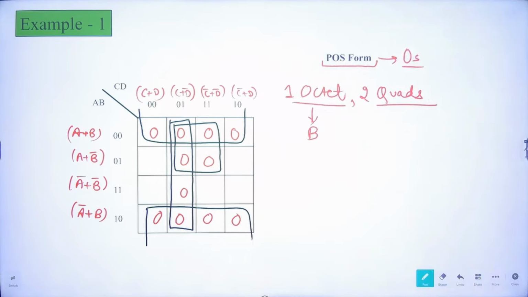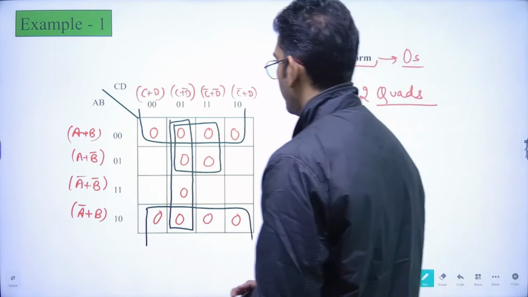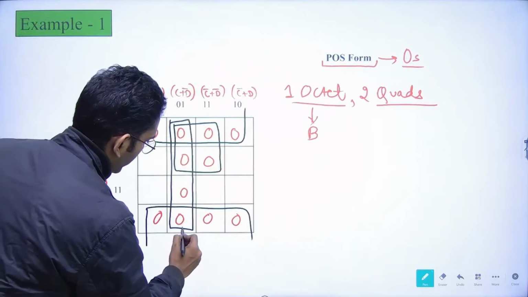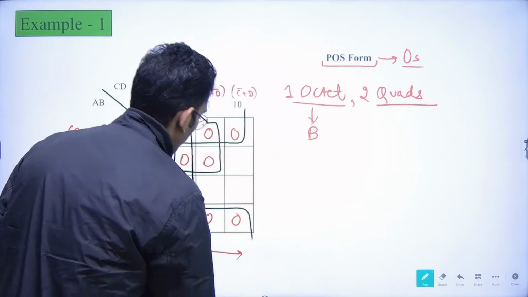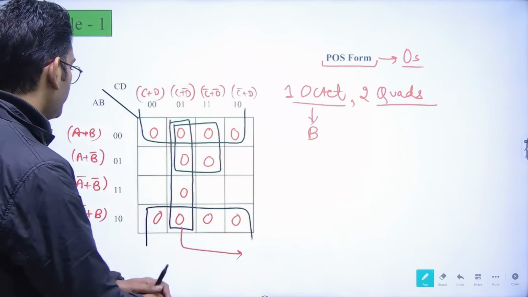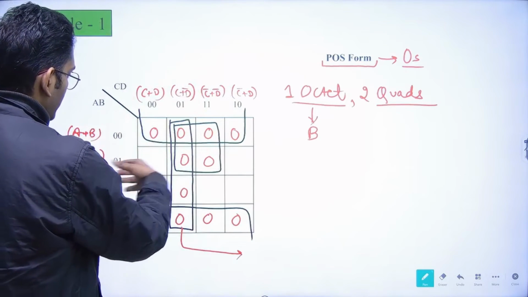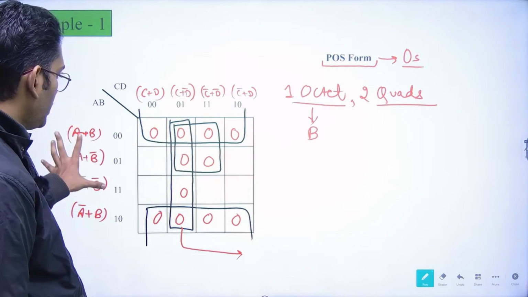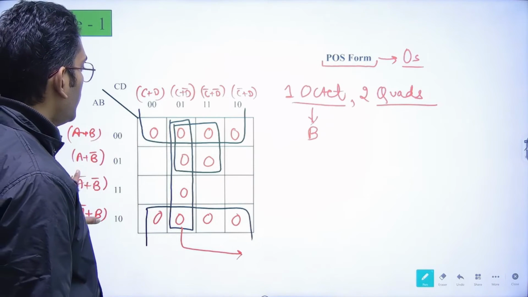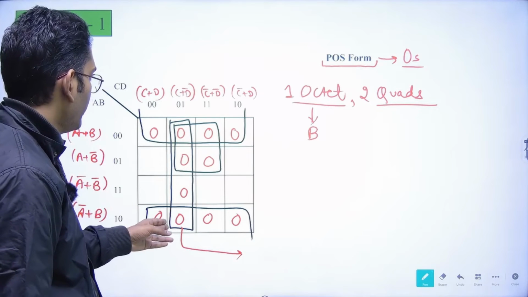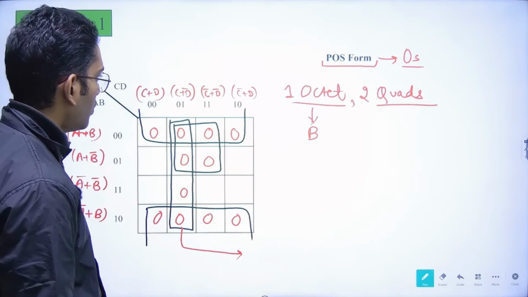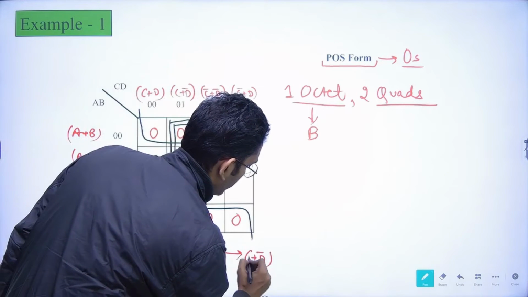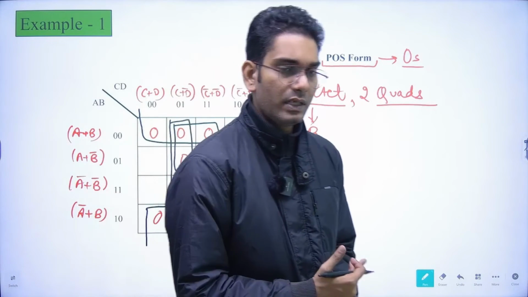Now coming to the two quads. First we will write about this quad. This quad consists of the four rows, so all the variables in the rows are changing. So what we are left with is the common part in the column only. So for this it would be C plus D bar.